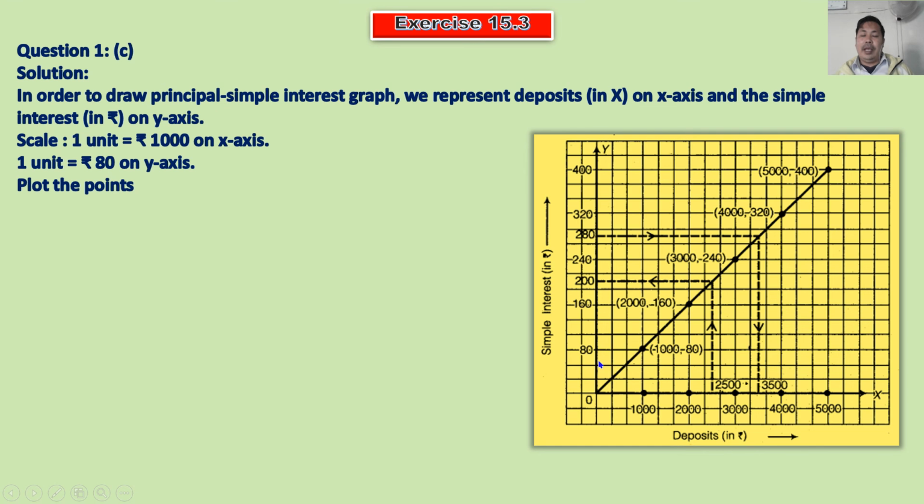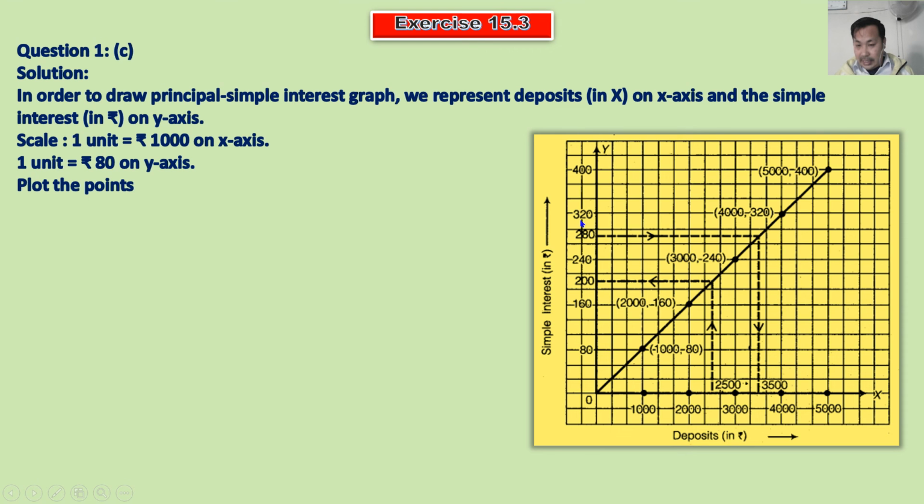For the unit, it is up to you how many squares you want to make as 1 unit. Two squares, or two boxes, or three boxes, but they are units. So in the unit the value is given here as 80 rupees, and here 1 unit is given as 1000. 1 unit, 2 unit, 3 unit, 4 and 5 unit, as the highest value is 5000, isn't it? And here the highest value is 400, so we are taking up to 4 units.